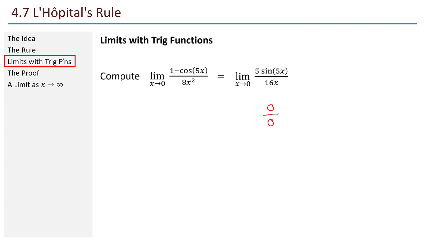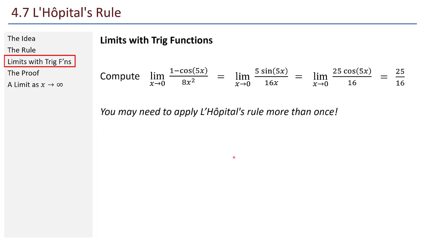In fact, I can apply L'Hopital's rule a second time. So let's take another derivative. And I get now another factor of 5 coming out. The derivative of sine is cosine, so I have 25 cosine 5x, now all divided by 16. I think at this point, if I plug in 0, cosine of 0 will be 1. So 25 times 1 over 16, now I get 25 over 16. So there is something that happens occasionally. You may need to apply L'Hopital's rule more than once to solve a limit problem.